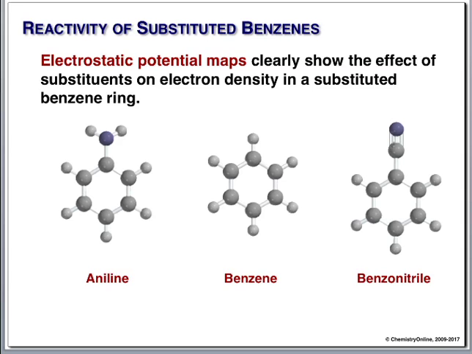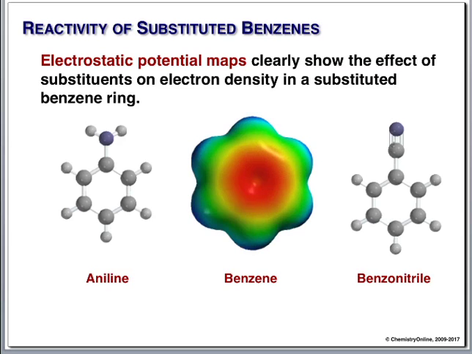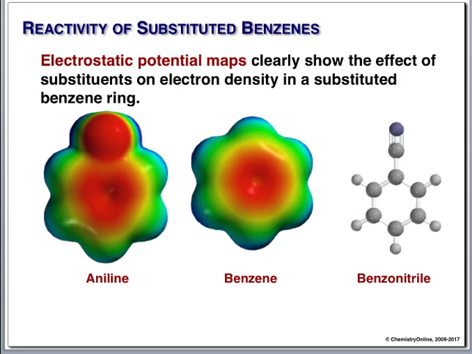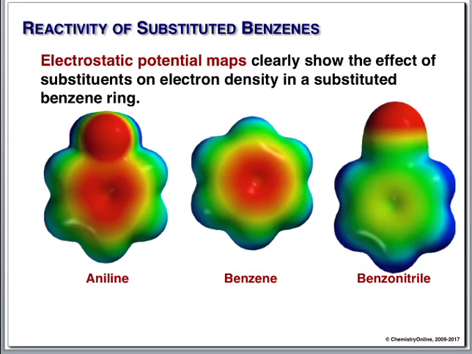So let's start with benzene. Nice, big, happy pi system, lots of electrons. We put the nitrogen on here. Again, the lone pair by resonance can push electrons in. And if we look at the electrostatic potential map, you see we have really enhanced the electron density in our ring. This is an activating substituent. More electrons, that's good. The nitrile group, however, sucks them out. And if we look at that electrostatic potential map, we see that all the electrons are sucked up here, and this is really electron deficient. So this is going to be very slow to react. This will react very quickly. We will call these activating and deactivating substituents.